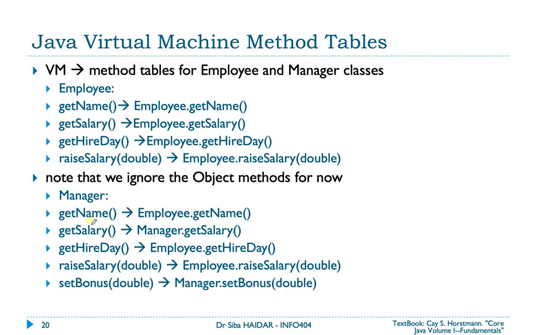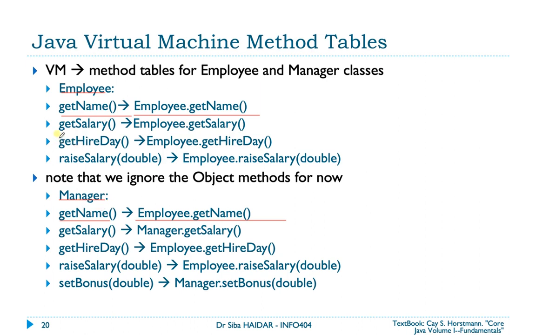The virtual machine has the method tables for the employee and manager classes. For example, the virtual machine knows that if anybody calls getName, it will be executed from the employee class. But for manager, if you call getName, it will execute the one inside employee also, because there is no getName inside the manager class.